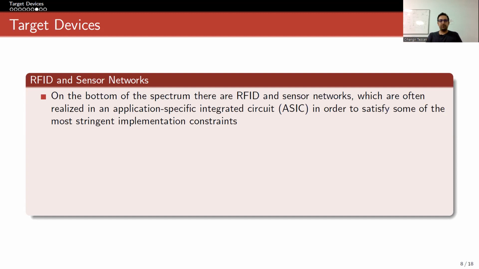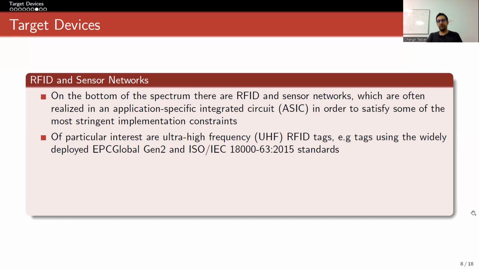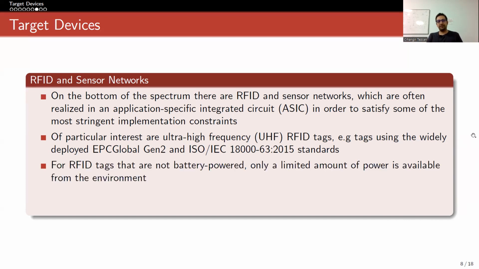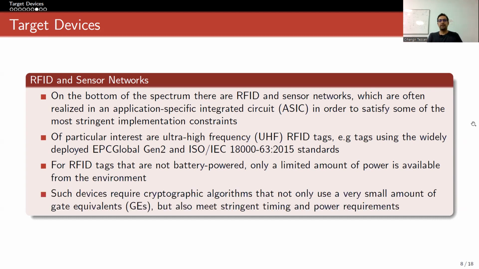In the RFID and sensor network case, at the bottom of the spectrum, there are RFID and sensor networks, which are often realized in an application-specific integrated circuit, like an ASIC. In order to satisfy some of the most stringent implementation constraints, of particular interest are ultra-high frequency RFID tags, for example, tags using the widely deployed Generation 2 standard, which is an ISO standard from 2015. For RFID tags that are not battery powered, only a limited amount of power is available from the environment. So this is important. Even in our smart cards, almost all of them do not have a battery, right? You get the power from the environment. This is why you make it close to the reader so that you get the energy from there. So you have very limited power. Such devices require cryptographic algorithms that not only use a very small amount of gate equivalents, but also meet stringent timing and power requirements.